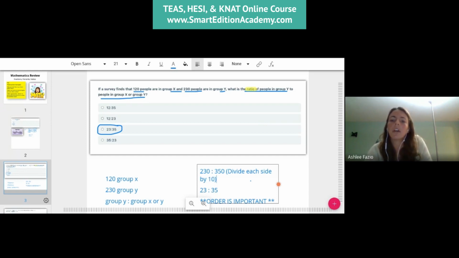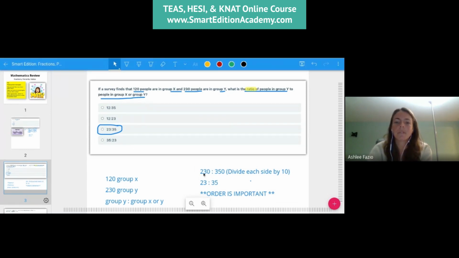So basically think about breaking down fractions, simplifying fractions. It's the same thing for ratios. So 230 divided by 10, yep, and then 350 divided by 10.